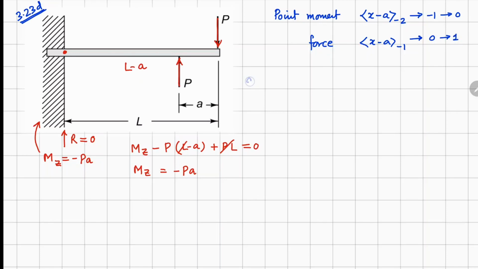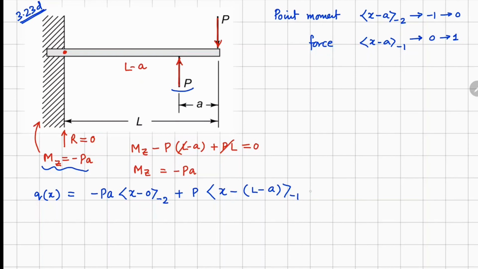So let's define the intensity function for this beam. So your intensity q(x), we'll start with this one first. So minus PA at 0, point moment, that's by minus 2. The next one is this force here. So P, it is at x minus (L minus A), since it's a point force, we get minus 1 here. And the last one is acting downwards, this force right here. So minus P, brackets we have x minus L to the power minus 1.